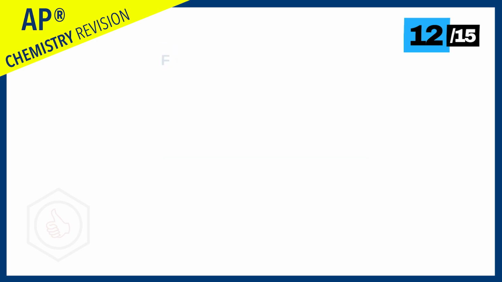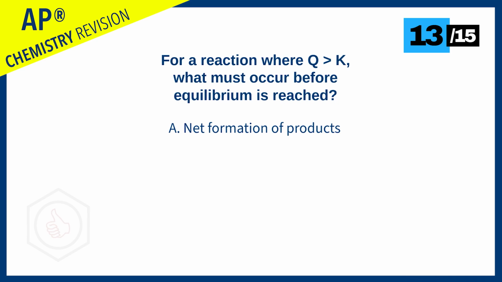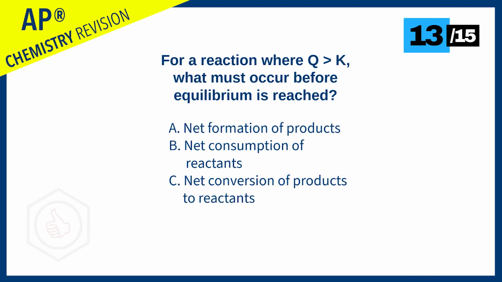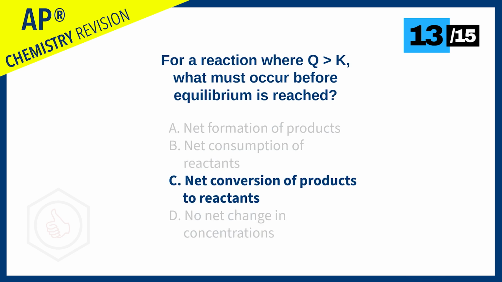to products. For a reaction where Q is greater than K, what must occur before equilibrium is reached? Net formation of products, net consumption of reactants, net conversion of products to reactants, or no net change in concentrations? The answer is a net conversion of products to reactants.